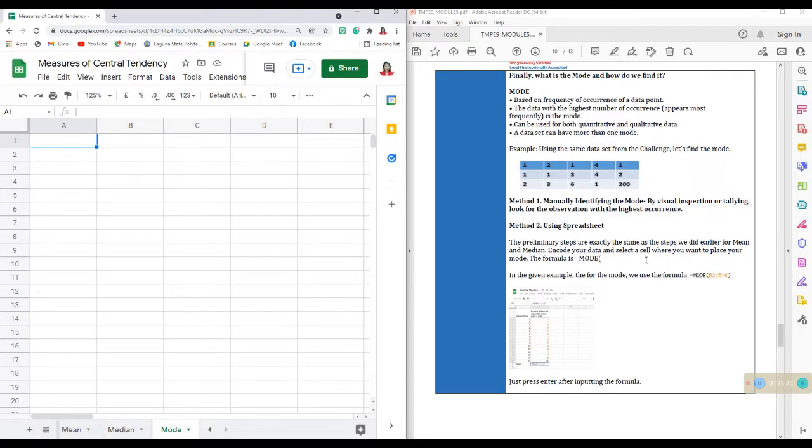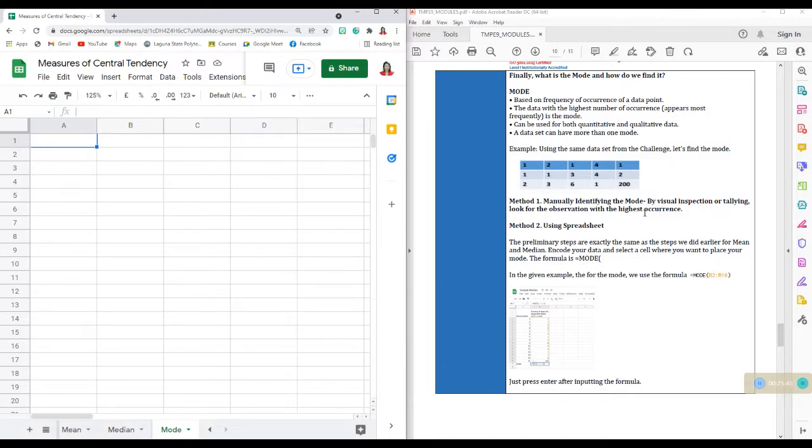Okay, balik tayo. So, paano mag-identify ng mode? So, by visual inspection or tallying, kung magmamanual ka, look for the observation with the highest occurrence. So, kung meron kang RFDT or FDT, hanapin mo lang kung alin ang pinakamataas ang frequency, yun ang mode mo.